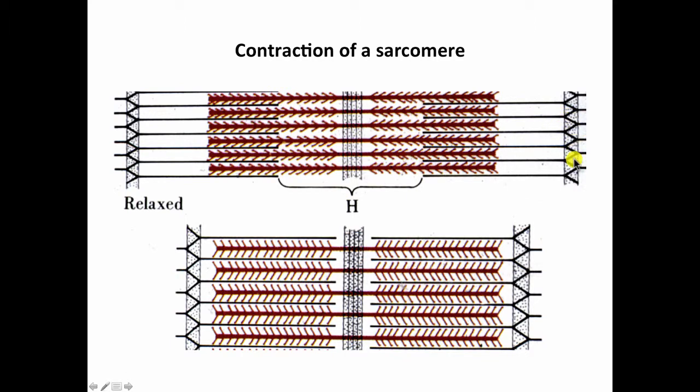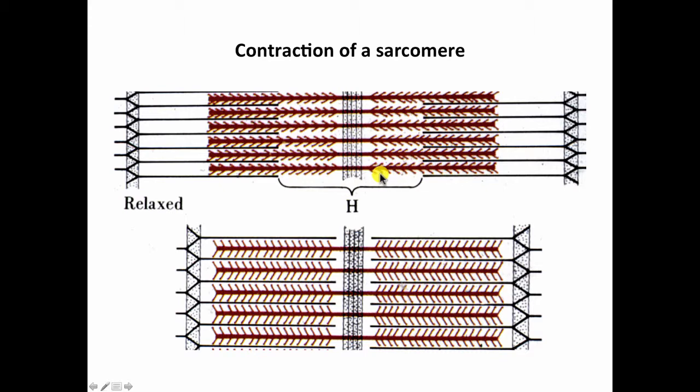Now, when a sarcomere contracts, the Z lines, Z discs, get pulled in towards the center of the sarcomere from each side. The length of the A band does not change. The length of the actin filaments does not change. They just get pulled in towards the center of the sarcomere, and we'll look at how this happens in a moment. But what does change is the width of the H band as the actin filaments get pulled further and further into the dark A band.